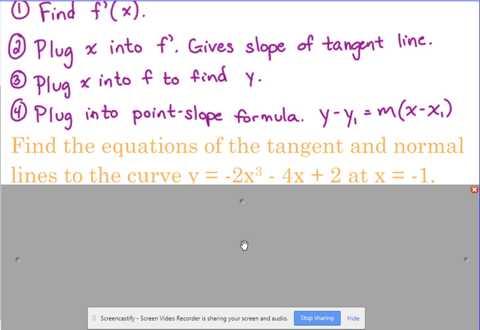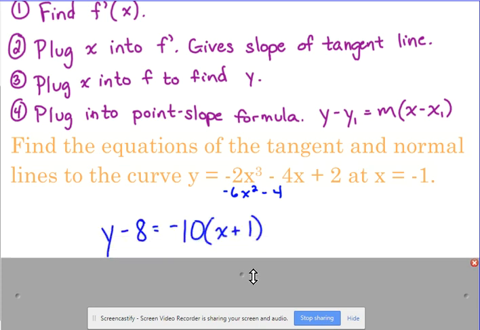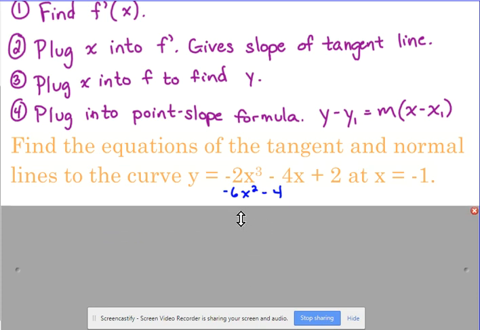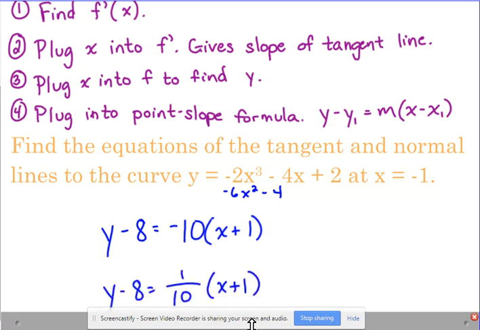So if we've got to find the equations of the tangent and normal lines, we start with the derivative, because that's going to give us the slopes. The derivative is -6x squared minus 4. When we plug in -1, we get a slope of -10. I also calculated the y value by plugging -1 into the function and got a y value of 8. So that's where I get the point slope formula there. The normal line has the opposite reciprocal slope. So it's the exact same equation, except it has the opposite reciprocal slope of 1/10.